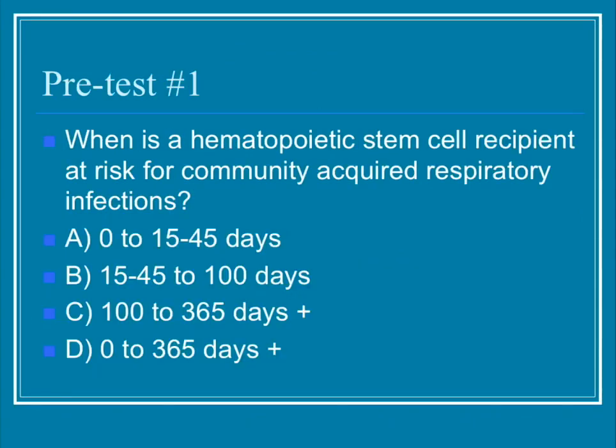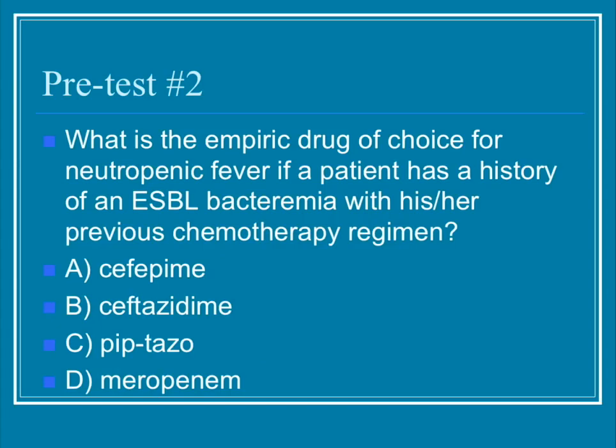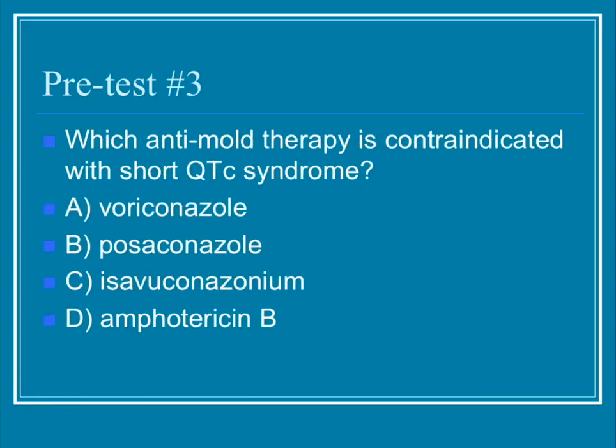Because this was originally presented at a national meeting, I had integrated 3 quick pre-test questions. One is a hematopoietic stem cell recipient patient at risk for community-acquired respiratory infections. Pre-test question number 2 is what is the empiric drug of choice for neutropenic fever in a patient who has a history of an ESBL bacteremia with his prior chemo. Number 3 is which anti-therapy is contraindicated with short QT syndrome.